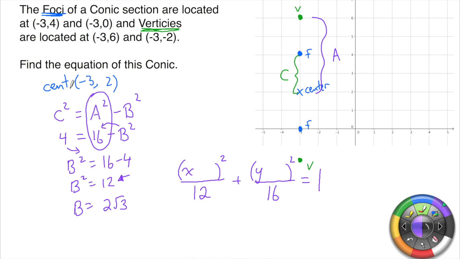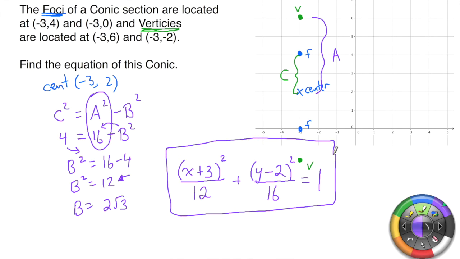And then we just have to use the center to come up with the right coordinates here. So it's x minus h. H is negative 3, so that would be x plus 3. K is 2, so y minus k is going to be y minus 2. And this is the equation of the ellipse given the information above here.